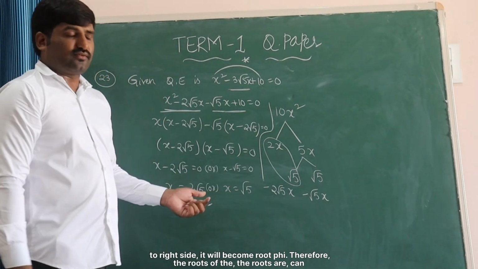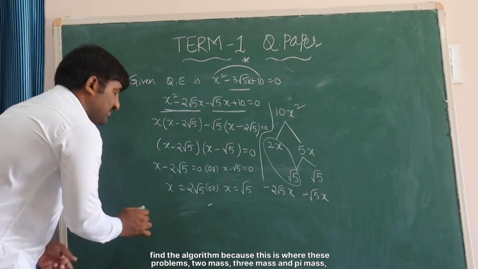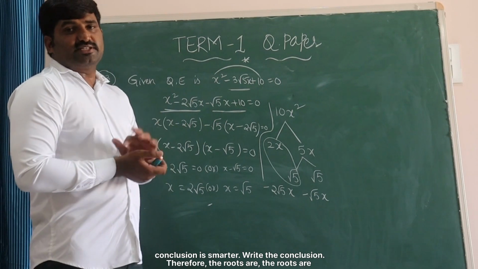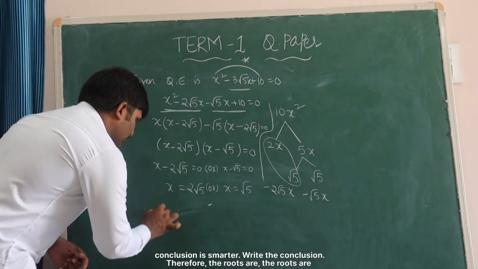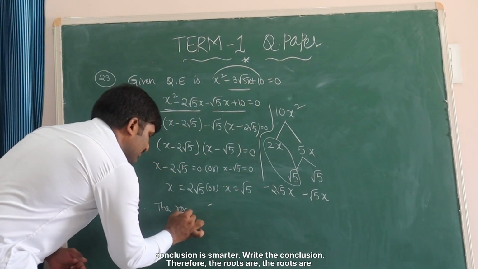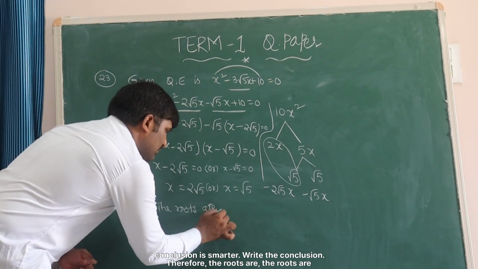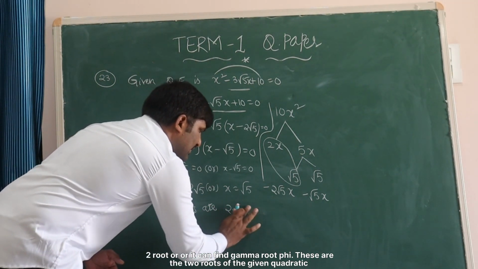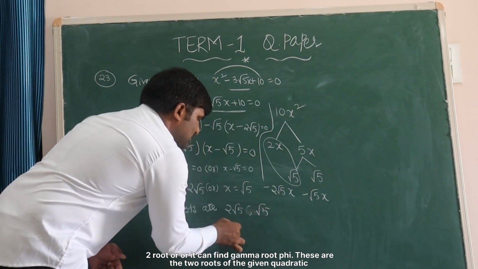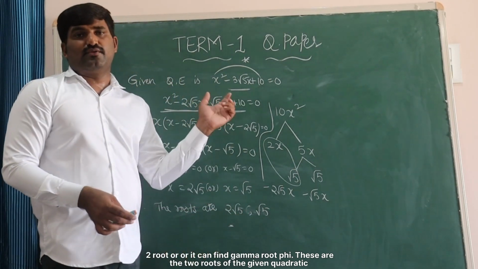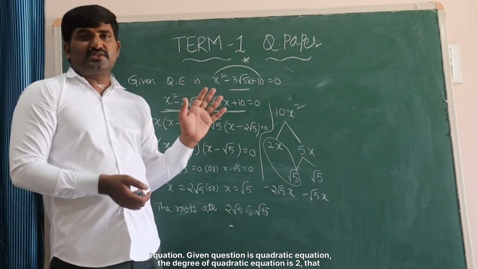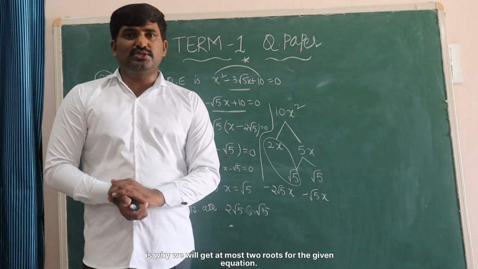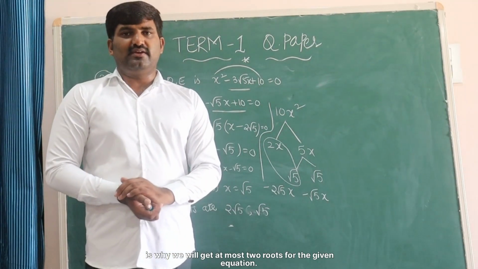Therefore the roots are, you can write the conclusion, because these problems carry 2 marks, 3 marks and 5 marks. Conclusion is mandatory. Write the conclusion: therefore the roots are 2 root 5, comma, root 5. These are the two roots of the given quadratic equation. The given question is a quadratic equation. The degree of a quadratic equation is 2. That's why you get at most 2 roots for the given equation.